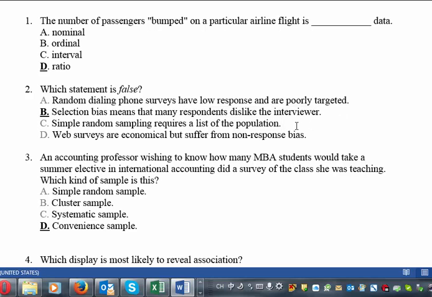C, simple random sampling requires a list of population. That's a true statement. We know that to be the case, because you have to have a list in order to select randomly from the population to get a sample. So this is a correct statement and not the correct answer. D, web surveys are economical but suffer from non-response bias. That's also a true statement. So the answer for question number 2 is B.